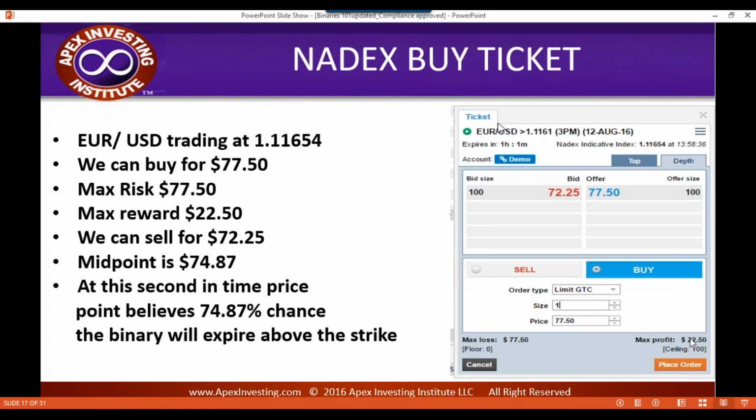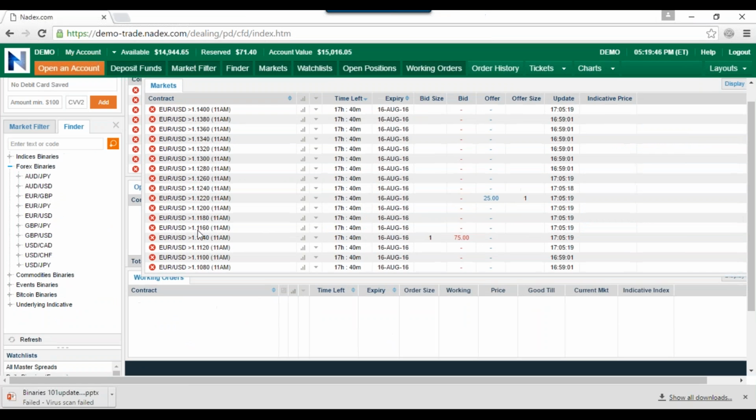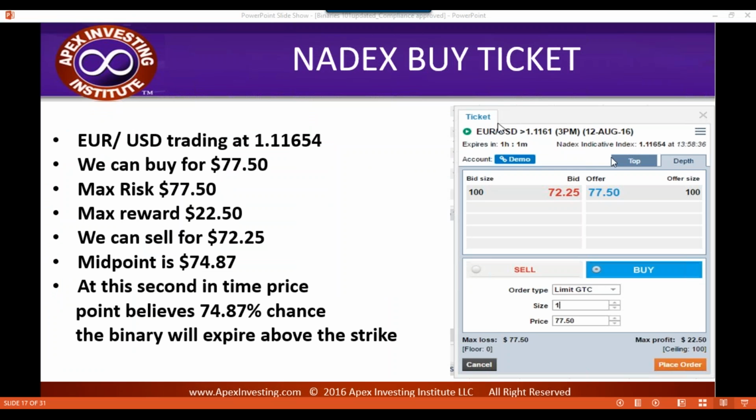If I add these two together, what do you think it's going to equal? $100, right? Because the most the binary can ever be worth is $100. Okay? So it's very simple. If I'm looking at one of these contracts here on the Nadex platform and I decide which one I want to go with, if I click it, it's going to open up a ticket that looks just like this. And I'm going to either click sell or buy, and the amount. Do I want one contract or more? It lets me know right up front the most I can make and the most I can risk. Then I place the order.